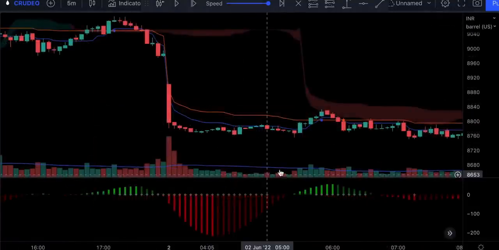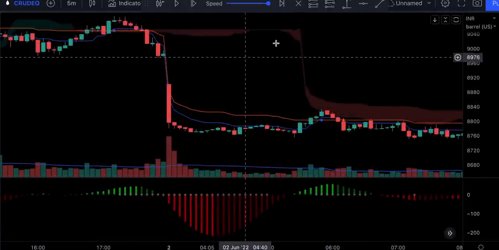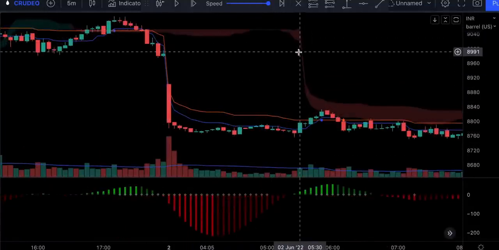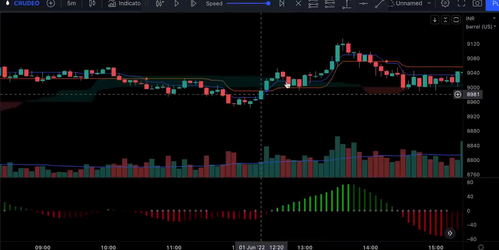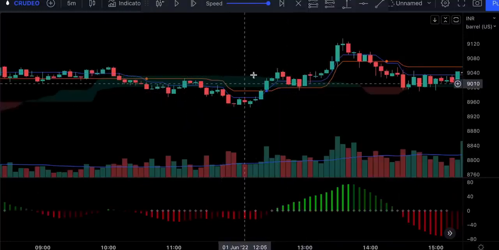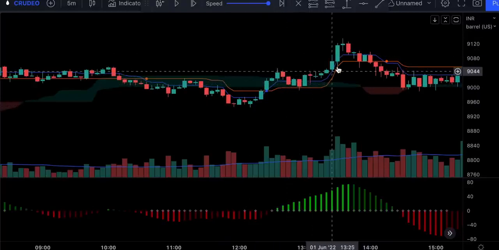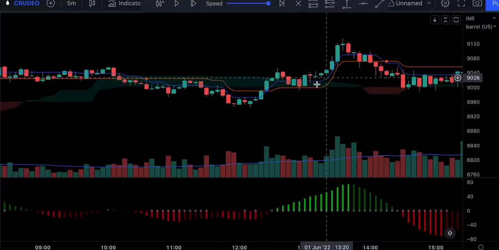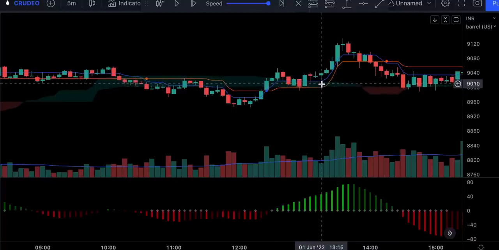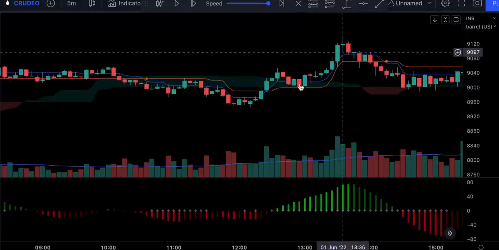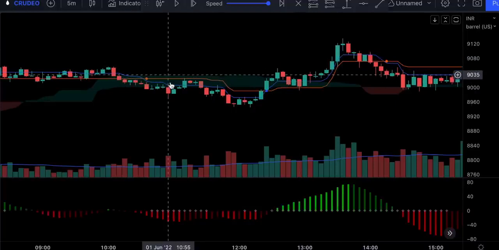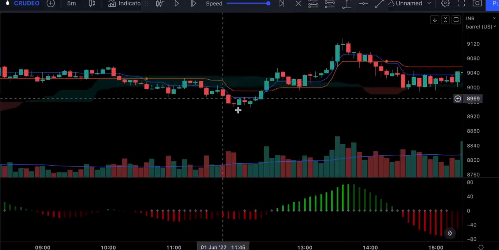The Ichimoku cloud will serve us as an indicator for a longer term trend. So if the price is below the cloud and the cloud is red, we're officially in a downtrend. And if the price action is above the cloud and the cloud is green, we're officially in an uptrend. And these two Ichimoku lines identify the short-term momentum in the price movement. If the blue line is above the orange line, we have a short-term upward momentum. And if the orange line is above the blue line, we have a short-term downward momentum.